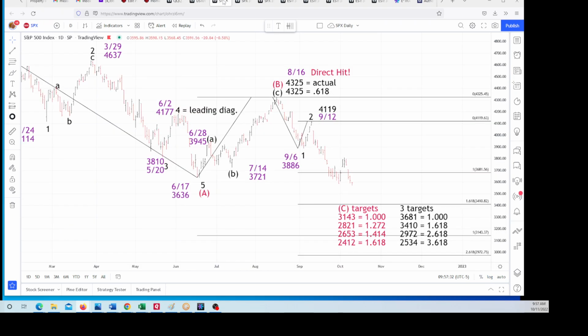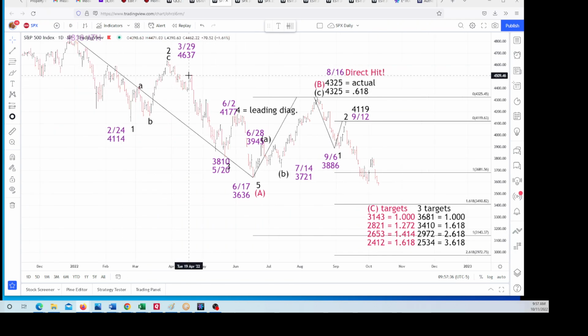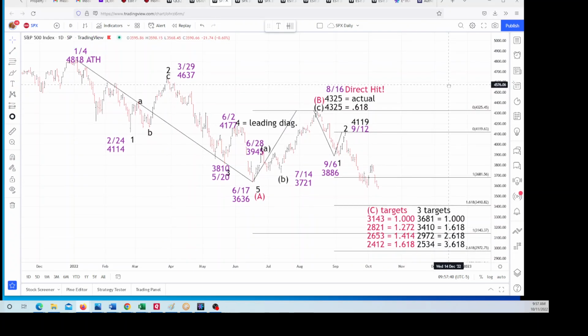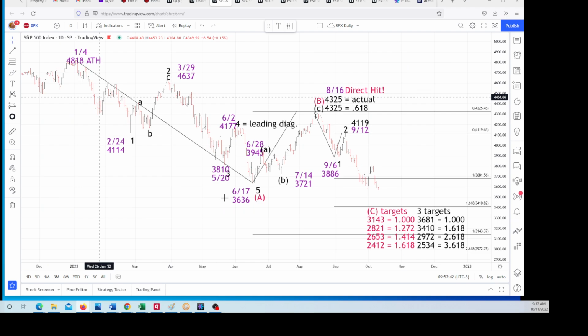Let's look at the S&P. We're looking at a daily chart of the cash S&P. I'll squeeze that in there too. I was looking at this at the longer term. From the January highs, we have wave A down, which is 5 waves. We have 3 waves up for wave B, a direct hit on the 618 retracement to the dollar, 43.25.